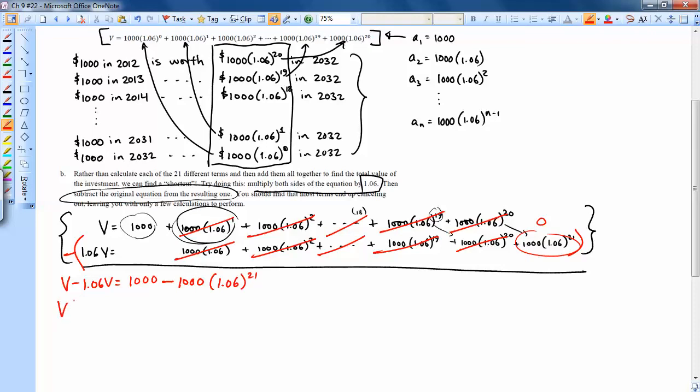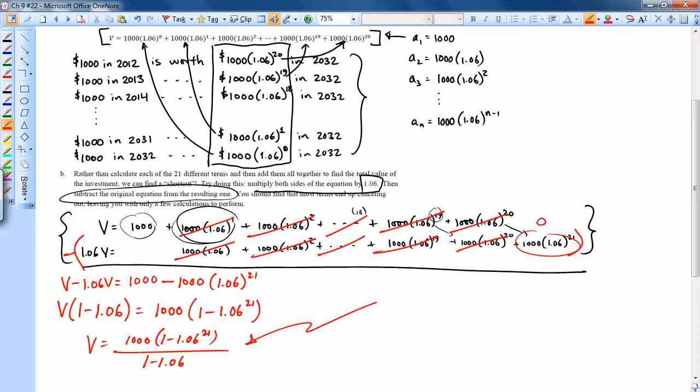And now if I factor out the v, and I'll just factor out the 1,000 here too. And then I can divide by the 1 minus 1.06. And you might recognize this as the shortcut formula for geometric series sums. It's that the sum equals the initial value times 1 minus the rate to the n, where there are n terms, all over 1 minus r. So that's kind of that form where that comes from.